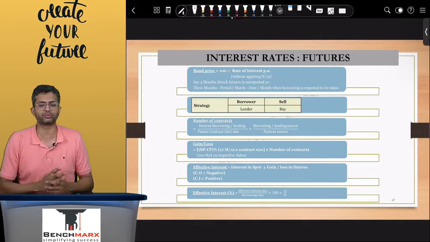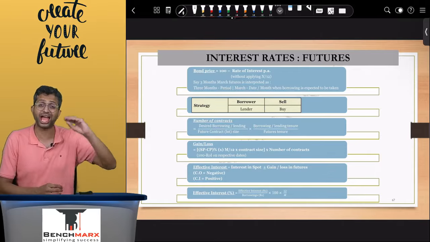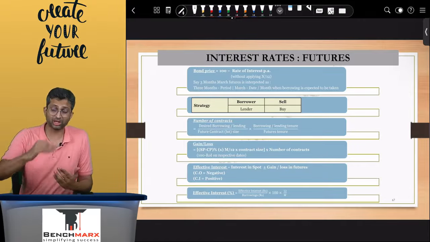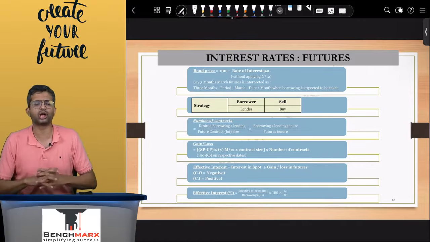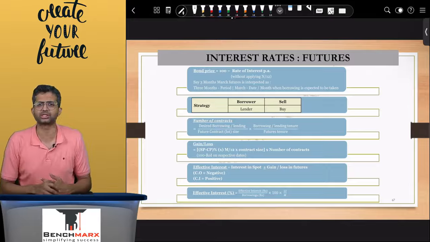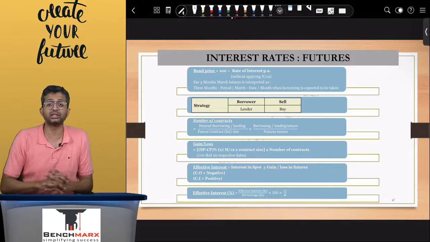And the third step is the number of contracts. The number of contracts is calculated as the amount of borrowing upon the contract size. So if you need $100 million and the contract size is, let us say, $10 million, then that is ideally 10 contracts.